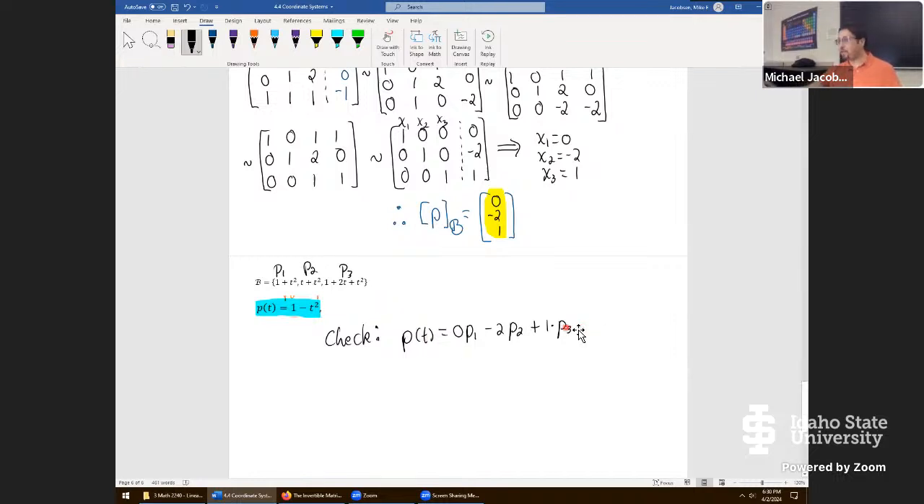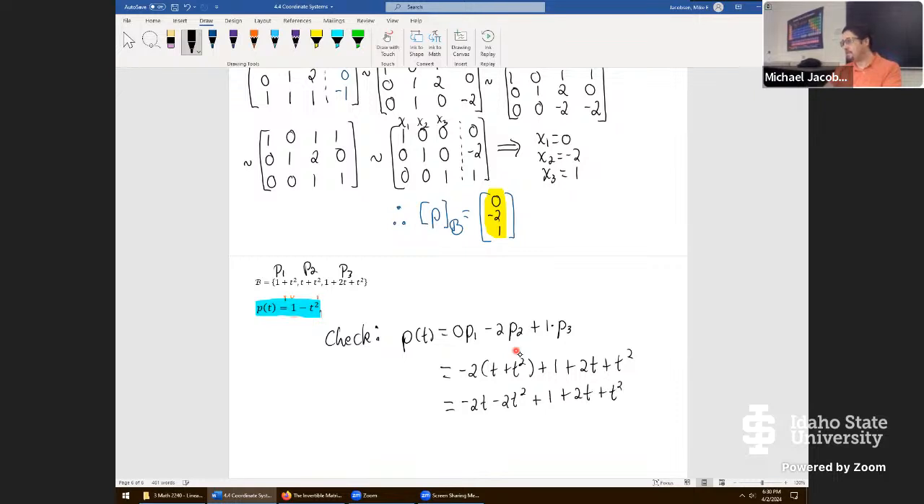So let's actually do the algebra right here and see what it comes out as. This will be negative 2 times P2, so t plus t squared, plus 1 times P3, so just that function, 1 plus 2t plus t squared. Let's distribute the negative 2 to start. Over here, we get negative 2t minus 2t squared, then plus 1 plus 2t plus t squared. And provided no mistakes were made whatsoever, we should get to this function.